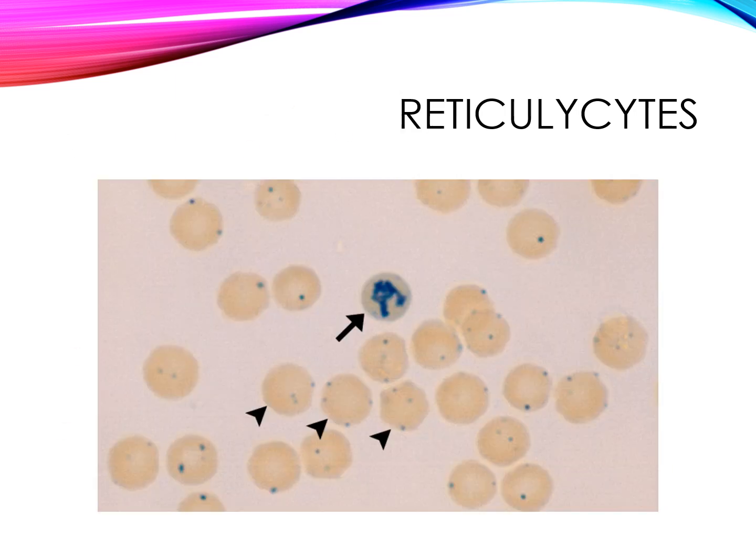And here we have a picture of some stained reticulocytes, and you can see the big arrow here is pointing to what we would call an aggregate reticulocyte, and then these smaller arrows and basically all the cells that are surrounding this one are the punctate type.